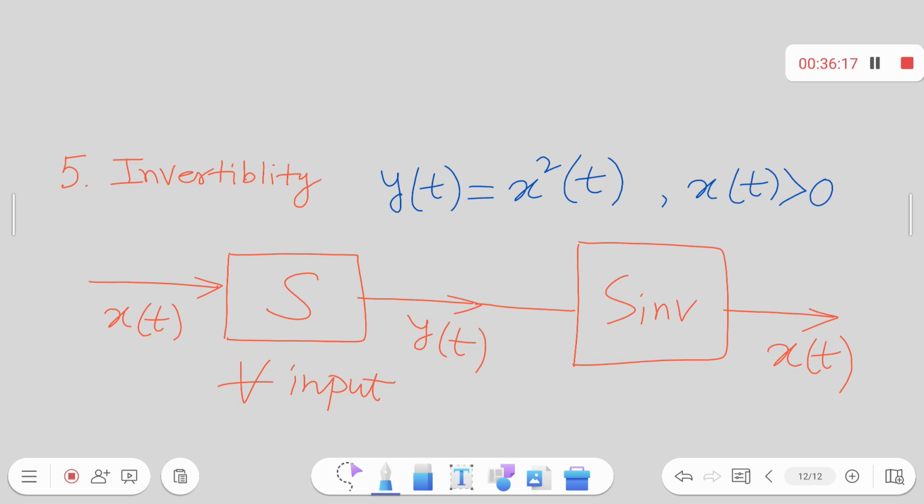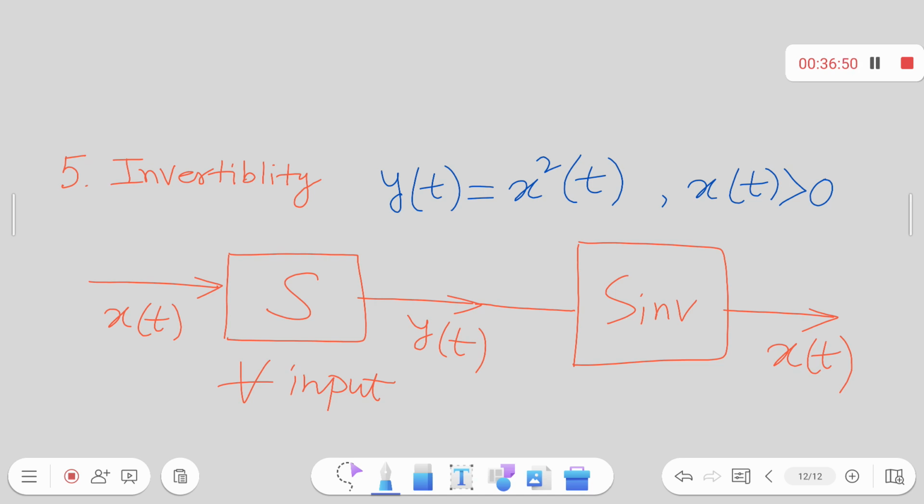But if I forget about that restriction, if I do not restrict the input to be strictly positive, and I call it y of t is equal to x squared of t for all x of t, then your system is not an invertible system. Because if your input is 5, output is 25. The input is minus 5, output is also 25. Now for the inverse system, if your input is 25, you don't know whether it is plus 5 or minus 5. So the system is not invertible.